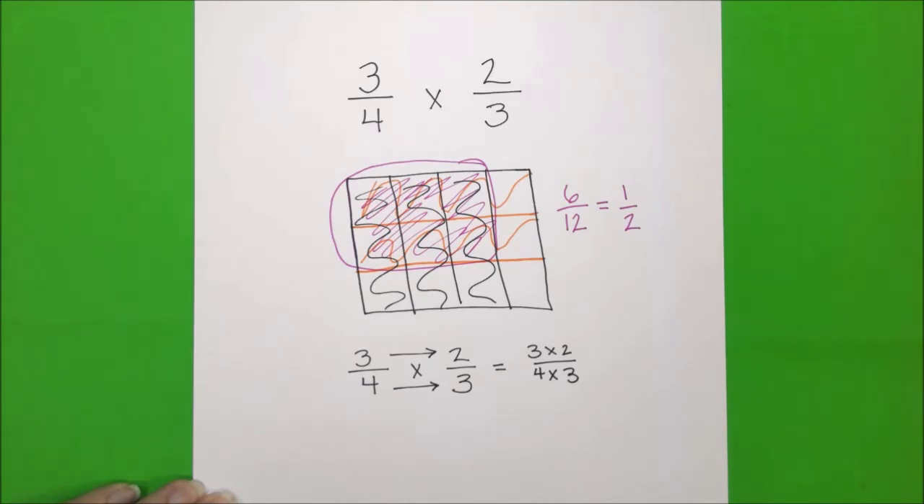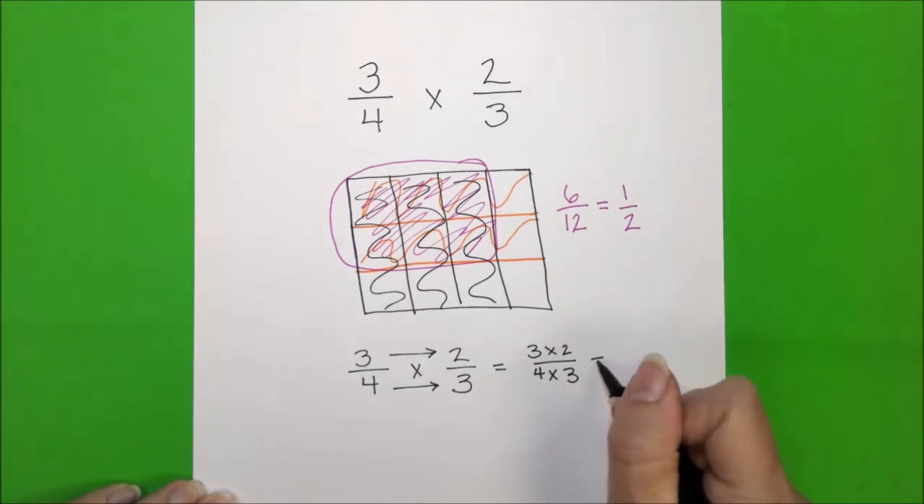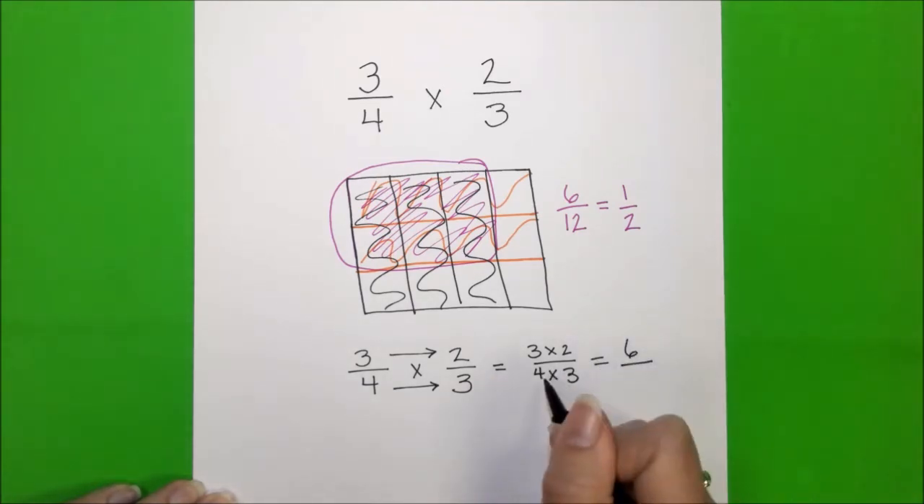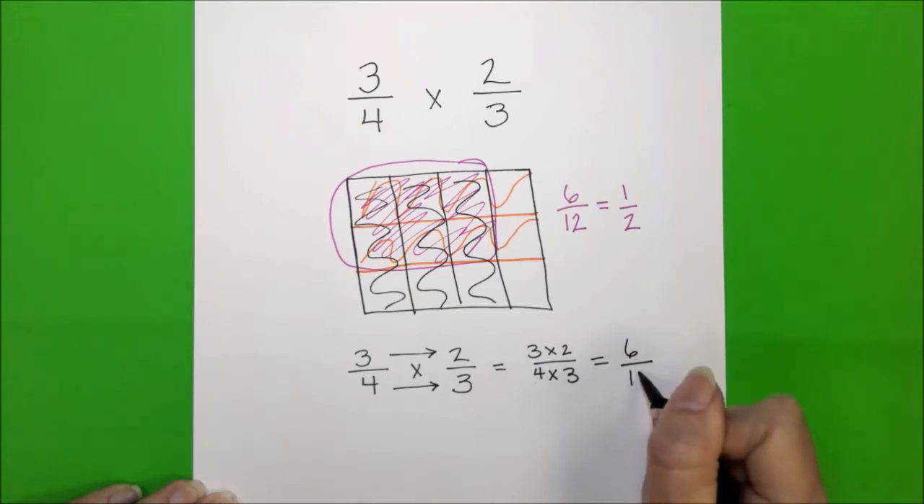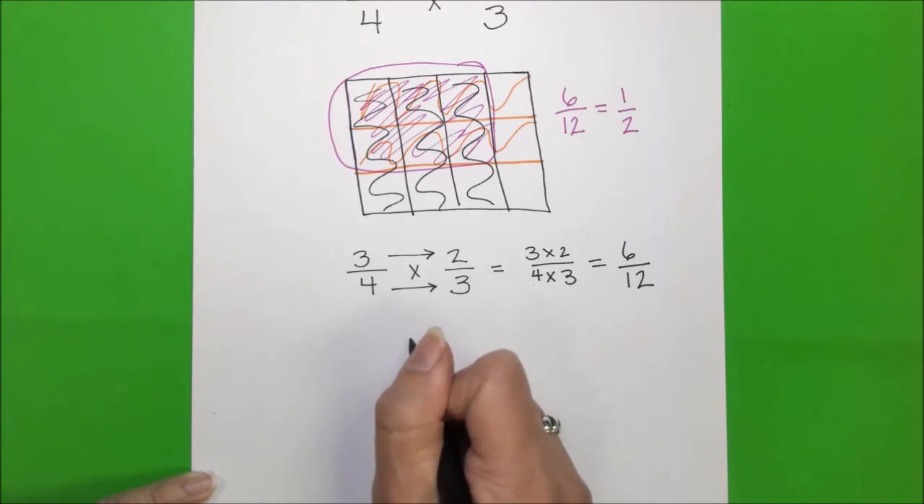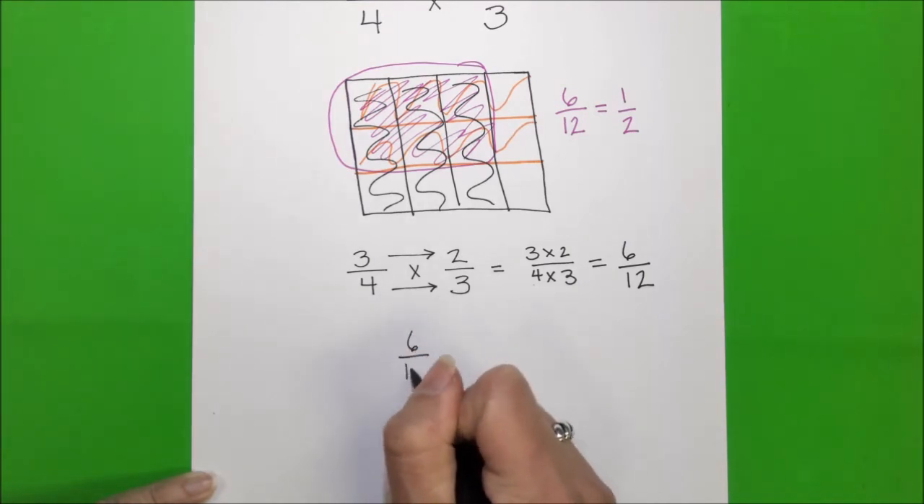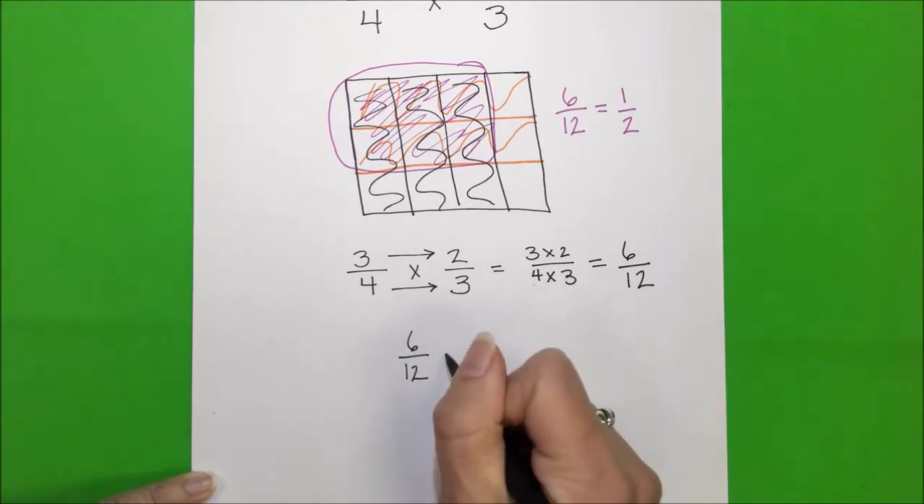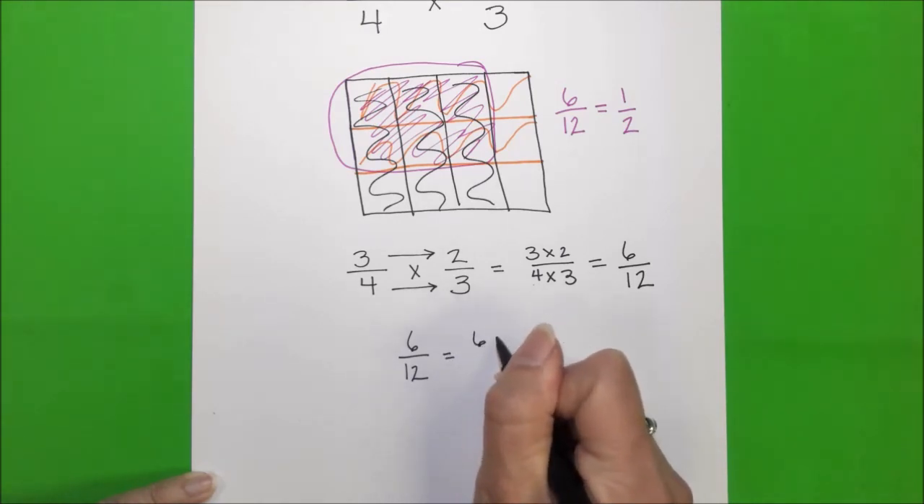And then I can simplify it. 3 times 2 is 6. And 4 times 3 is 12. What if we didn't know 6/12 reduced or simplified to 1/2? If we did not know that, we could start with factors.